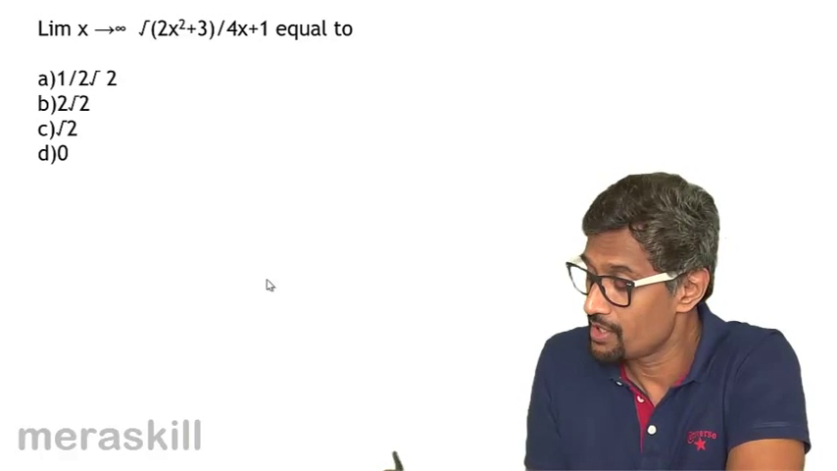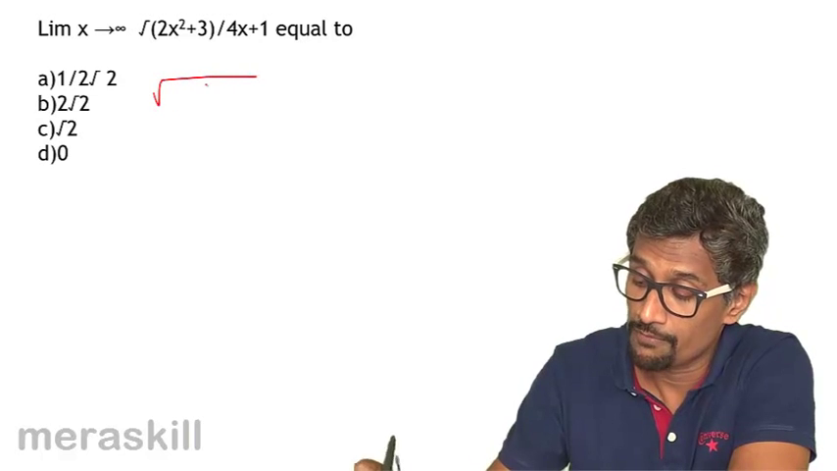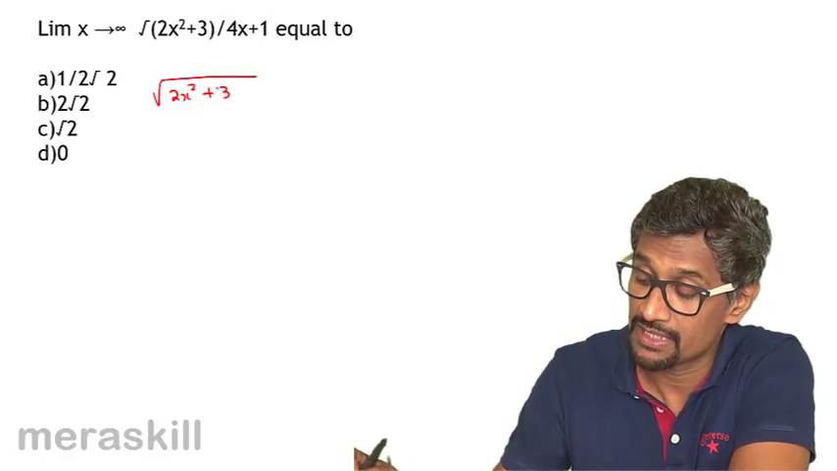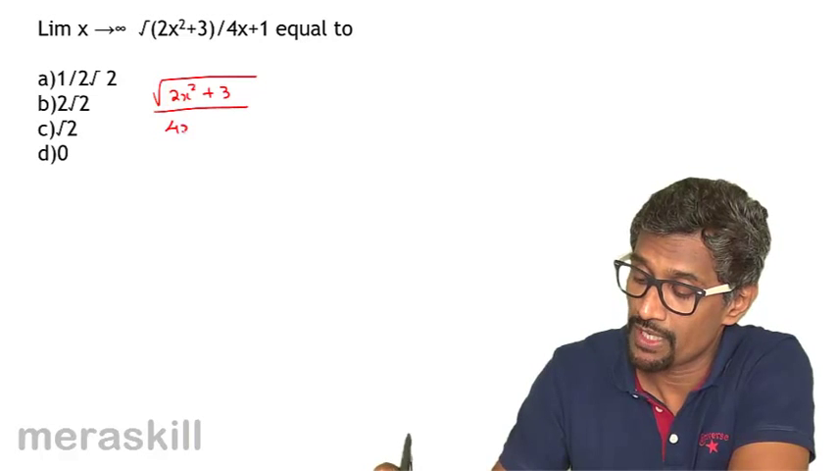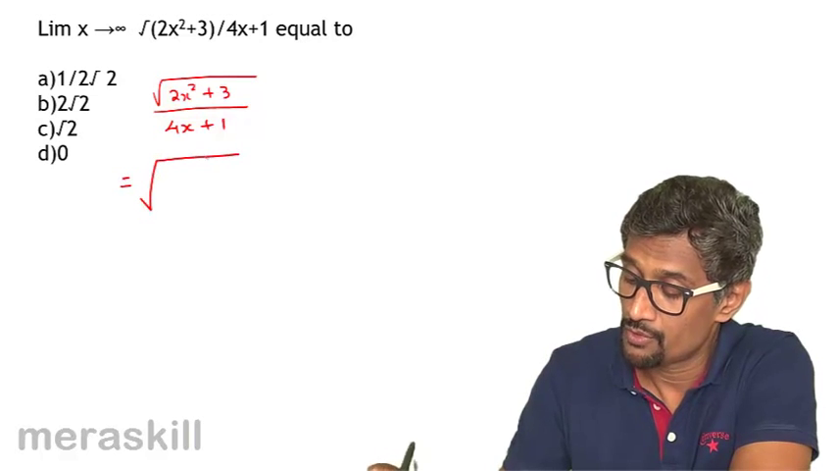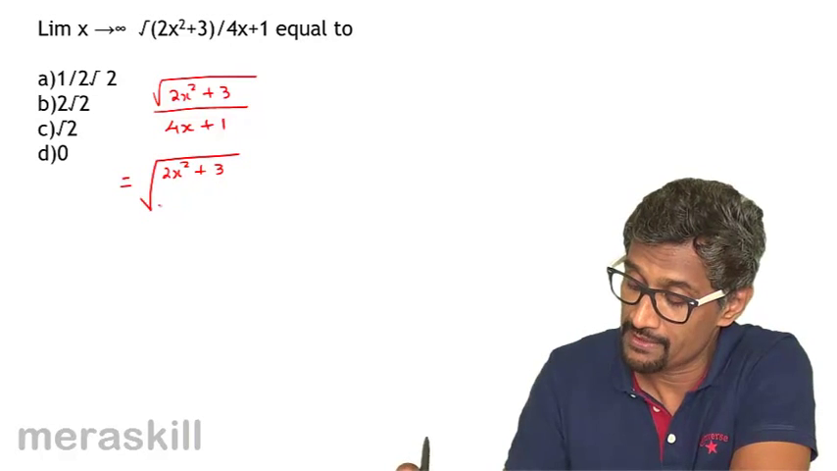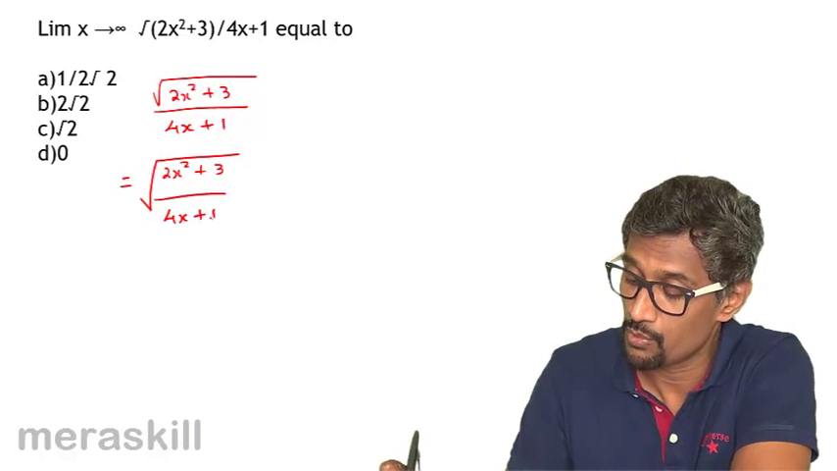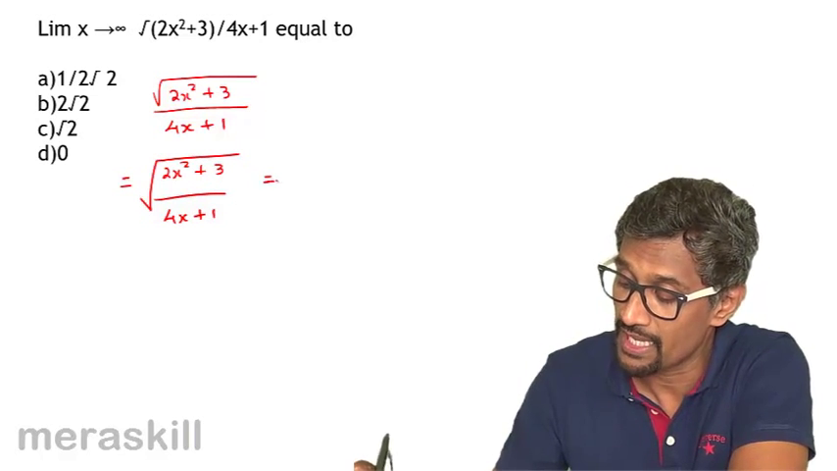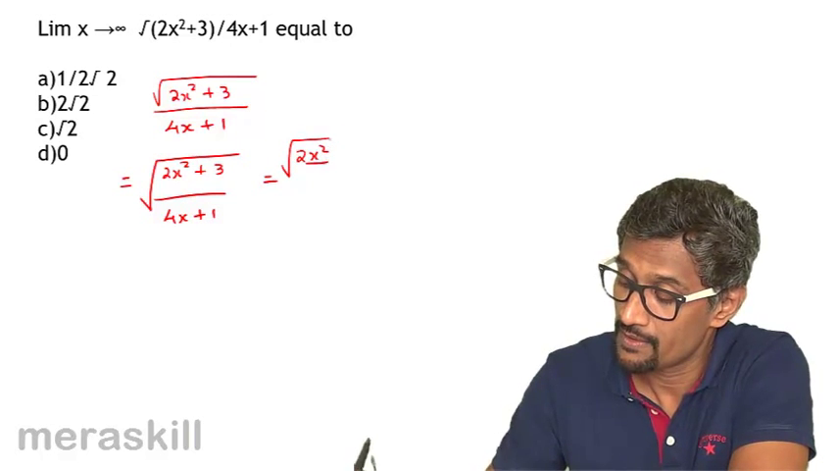Alright, here we have a situation wherein you have root of 2x square plus 3 divided by 4x plus 1. Now this can be written as root of 2x square plus 3 over 4x plus 1, so you can divide both numerator and denominator by root x square, which is the same as root of 2x square by x square plus 3 by x square.